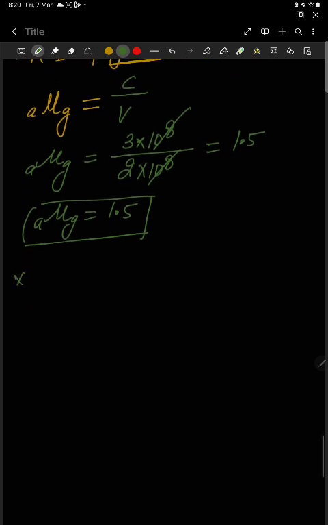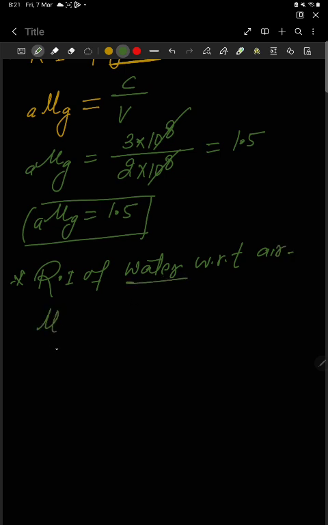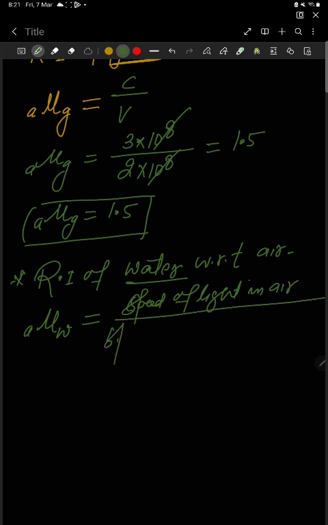Okay, now let's find the refractive index of water with respect to air. So now again we have to find the refractive index of water with respect to air. Here again we have to write speed of light in air or vacuum divided by speed of light in water.